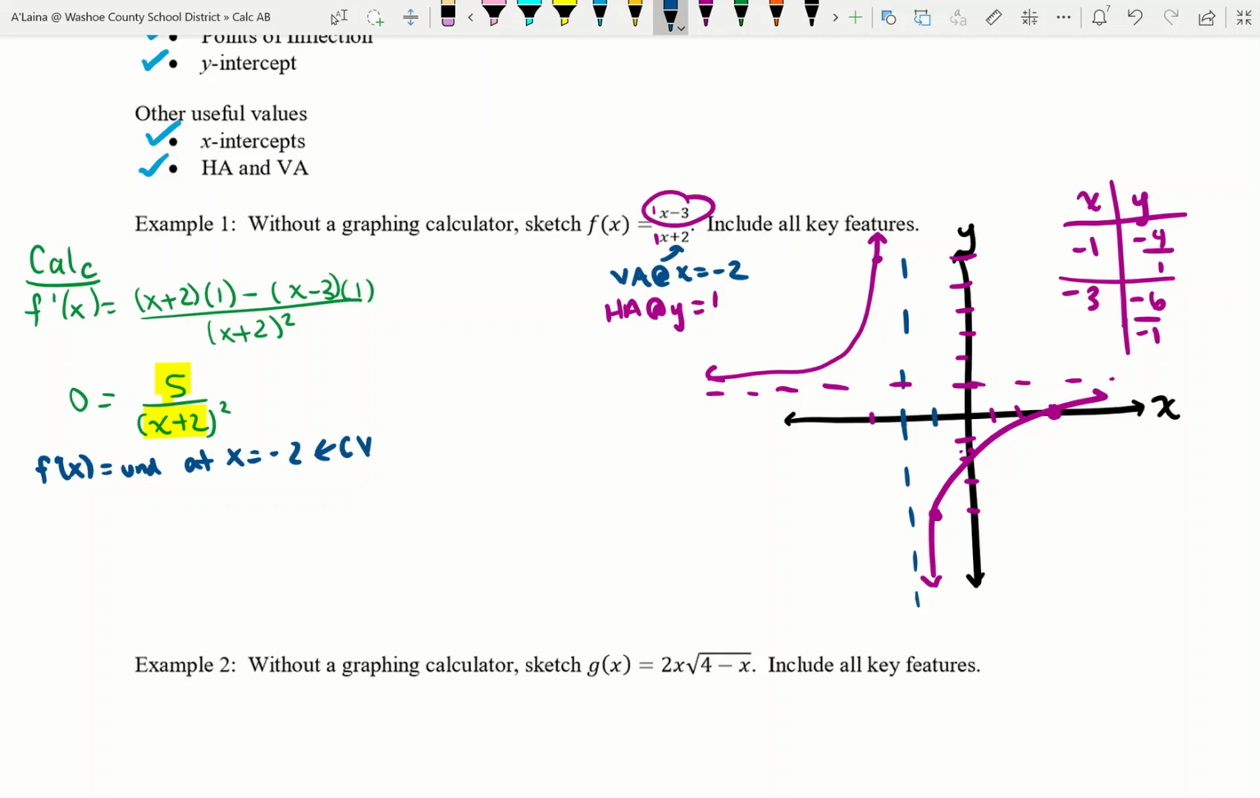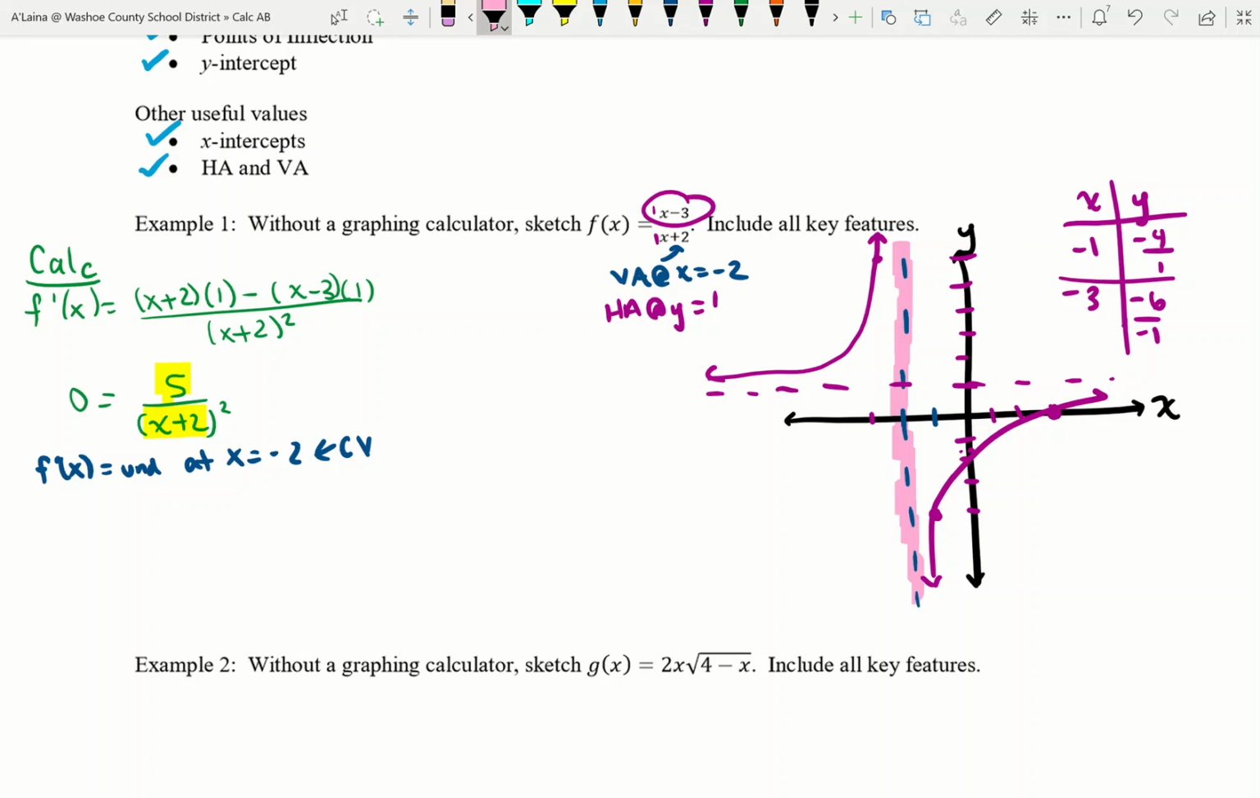So something interesting is happening at -2. As a reminder, a critical value is when we have something, a point of interest. It might be a relative extrema. In this case, it is not a relative extrema. It is a vertical asymptote.